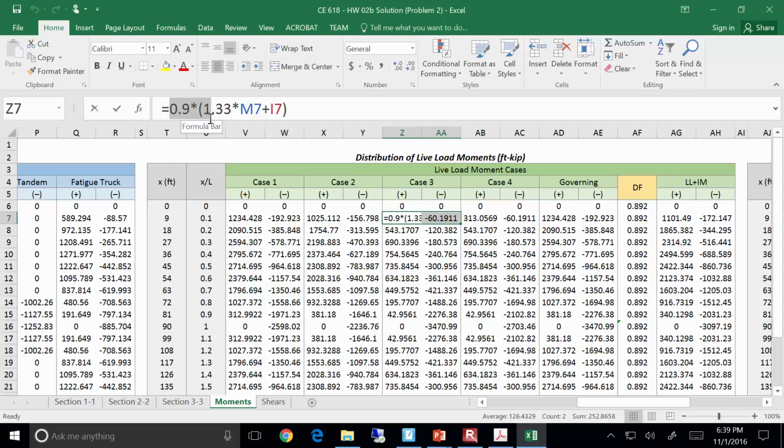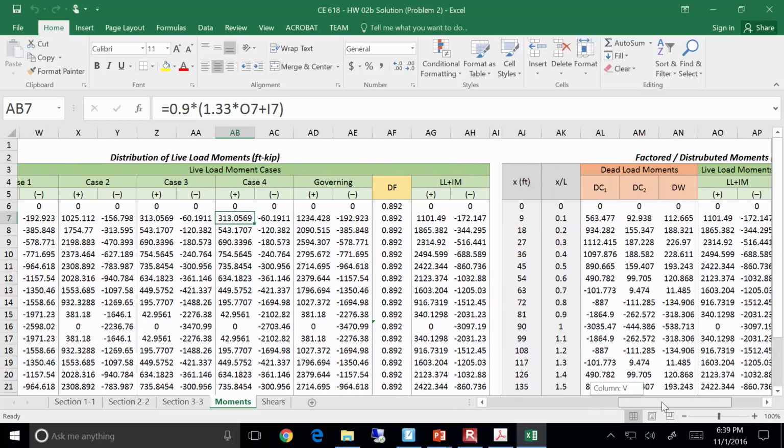But this is 90% of 1.33 times the truck plus the lane. The same thing was true here: it was 90% of 1.33 times the tandem plus the lane. When I did this in class, I think I was in a hurry and I forgot that 0.9. A lot of people, when they were doing their homework, were following the video and didn't put the 0.9 either. So that was probably a little on me, so I didn't take anything off for that. But all in all, that was it.